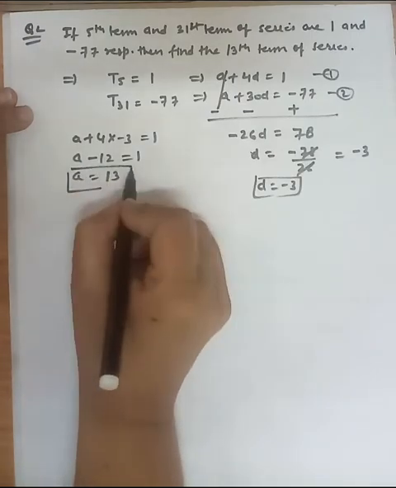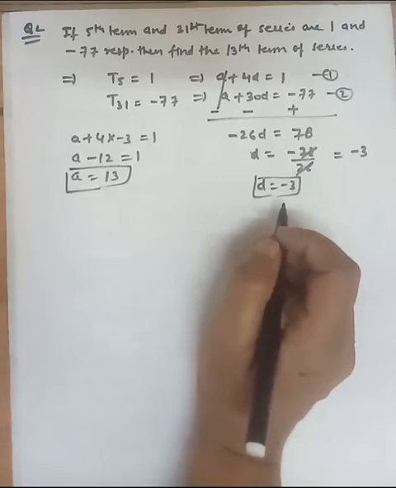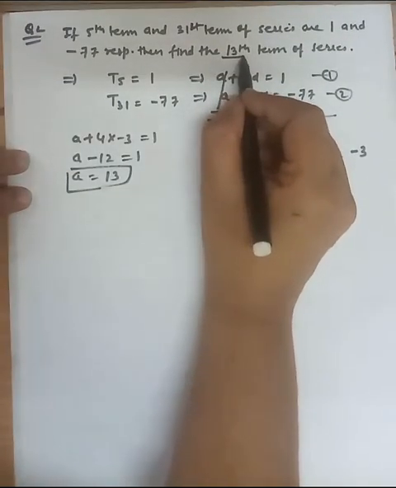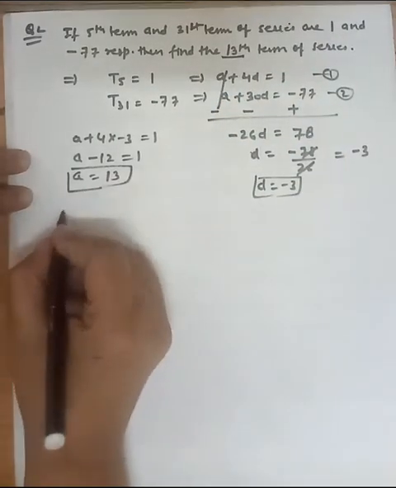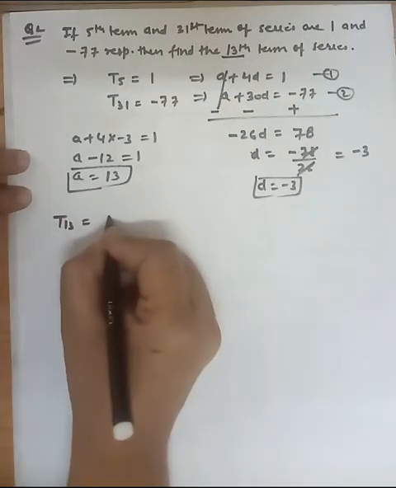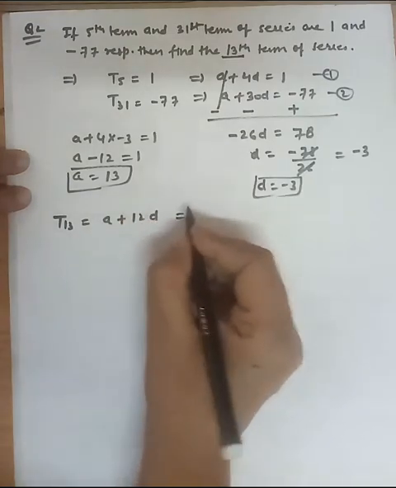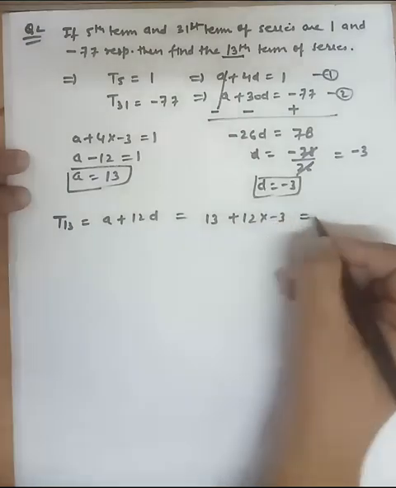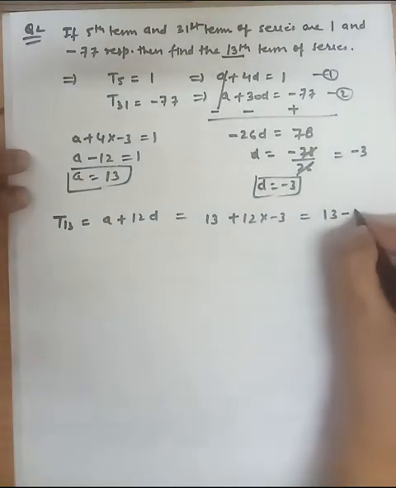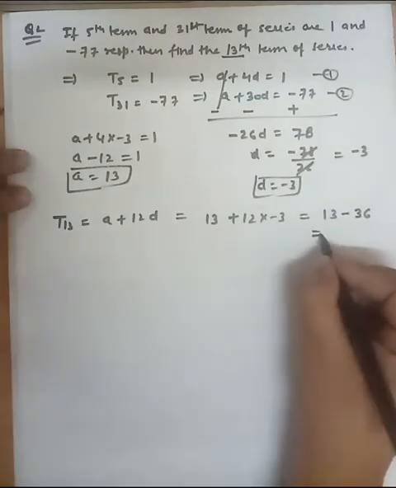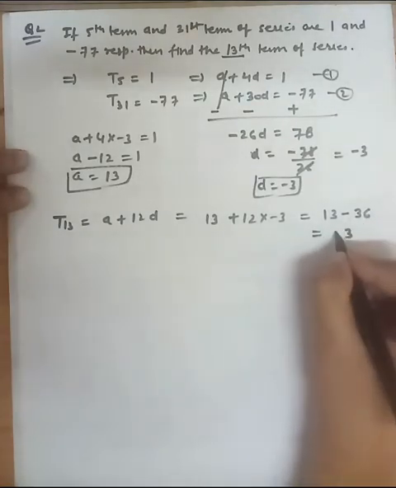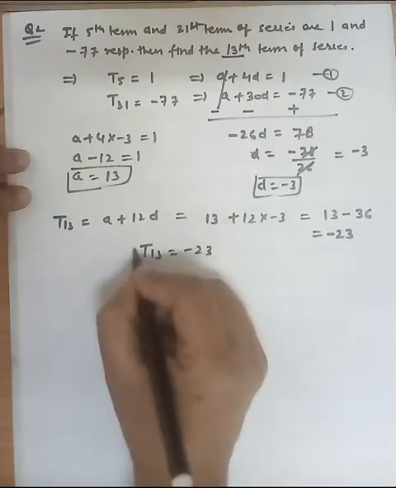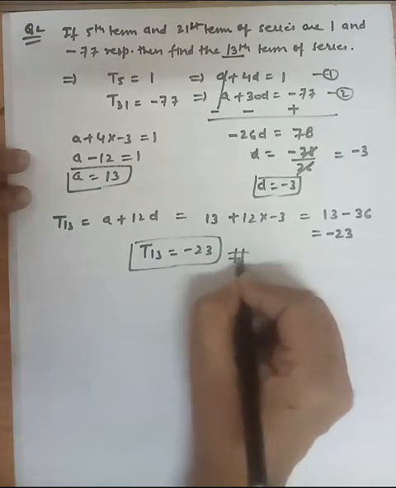So a equal to 13. Now we get both values a and d, and in the question we have to find the 13th term of the series. First we write the formula for t13. So t13 equals a plus 12d. Now put the values of a and d. a is 13, and 12 into minus 3 is minus 36. So 13 minus 36 is minus 23. It means t13 equals minus 23. Okay, so this is your answer.